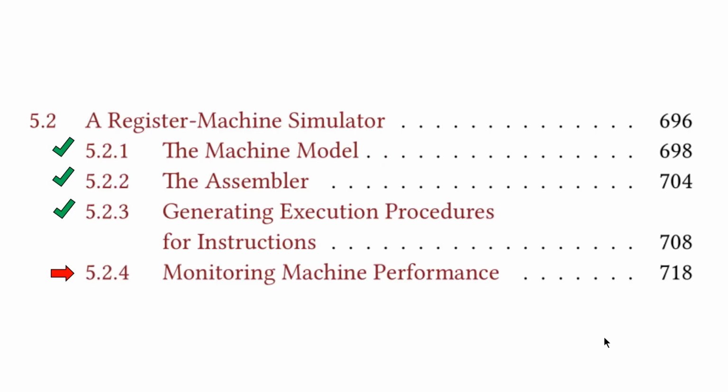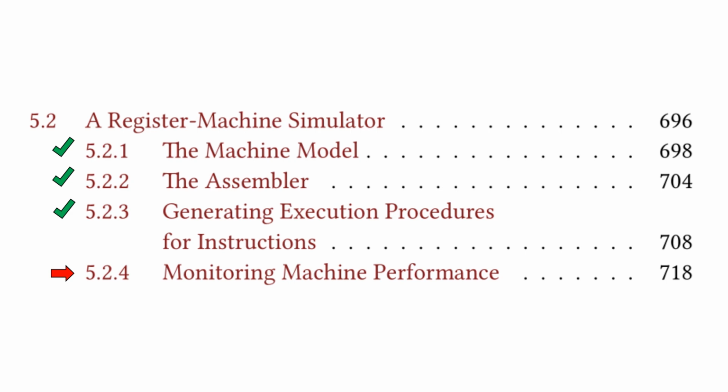And last but not least, moving on to the final subsection of this chapter, section 5.2.4, monitoring machine performance. Here, we're going to skip straight to an exercise. This was probably the most interesting chapter subsection. Unfortunately, all of the interestingness is in the exercises. So that's why we're going to skip to one of the exercises.